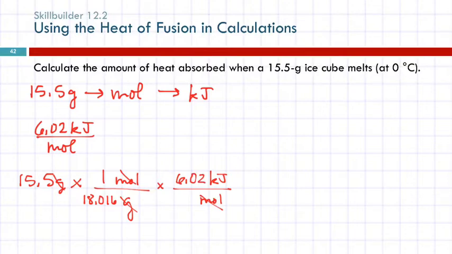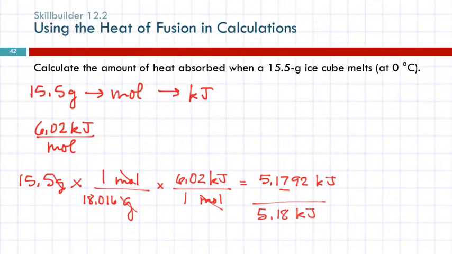6.02 kilojoules per mole. So 15.5 divided by 18.016 times 6.02, 5.17, looks like 3 sig figs on this problem, and write down 2 extras, 92 kilojoules. So we'll round that to 5.18 kilojoules of energy absorbed to melt the ice cube. Any questions?